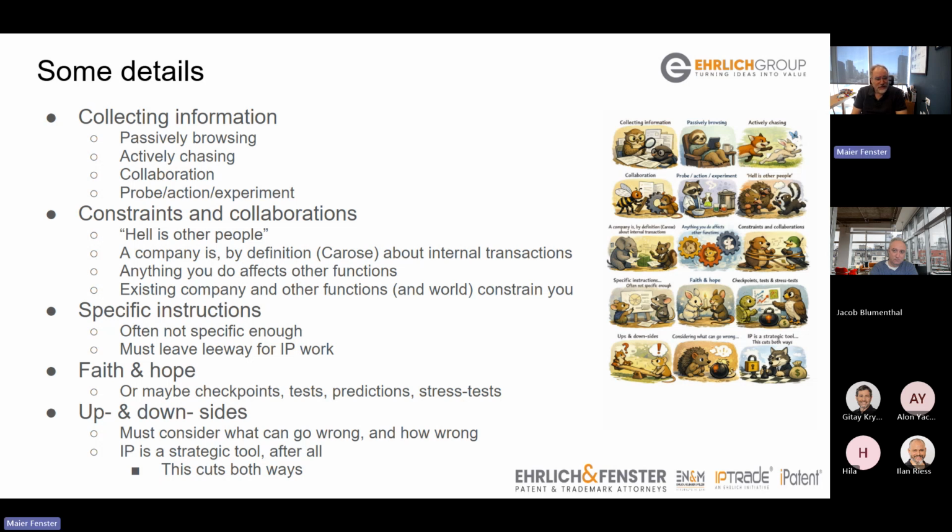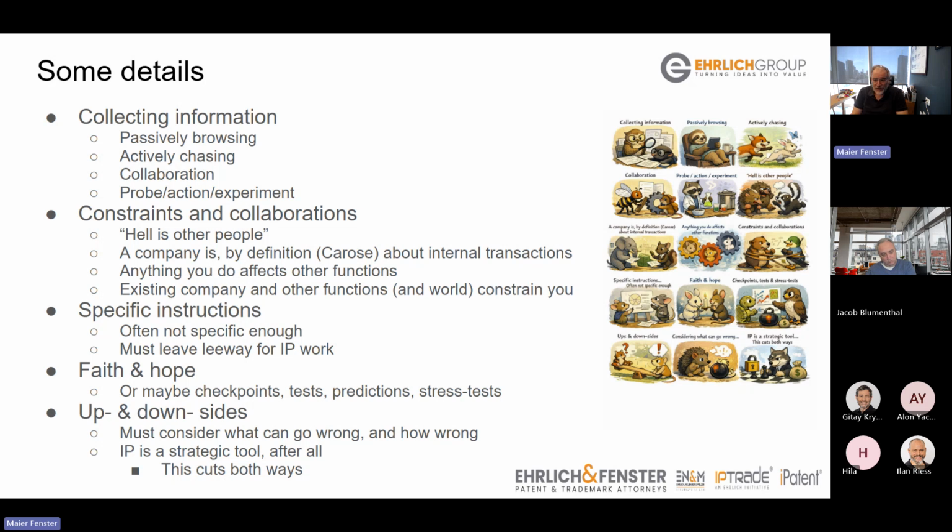I talked about collecting information. So at least 4 different ways of collecting. One is passive browsing. That's what you're doing now. You're sitting and listening to somebody talk about IP. There's actively chasing, and you can do that, for example, on the internet, in a library, and so on. There's collaboration, where you're working with somebody, perhaps in the company, to get the information you need. And there's active information generation when you probe the world.